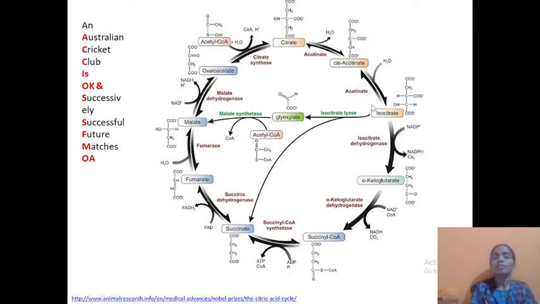And from that, we will focus on at which step the NADH is formed, at which step FADH2 is formed, at which step there is a substrate level phosphorylation, and at which step the carbon dioxide is removed. This is a very nice cycle to remember.